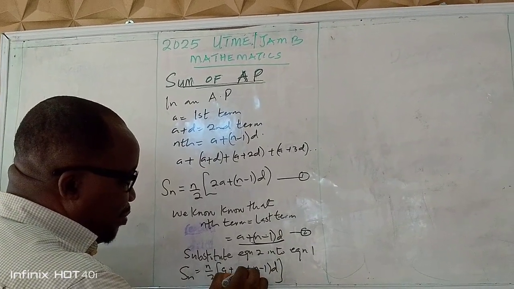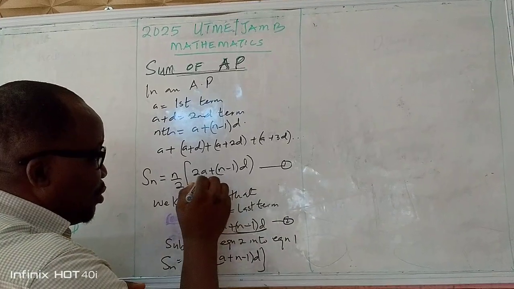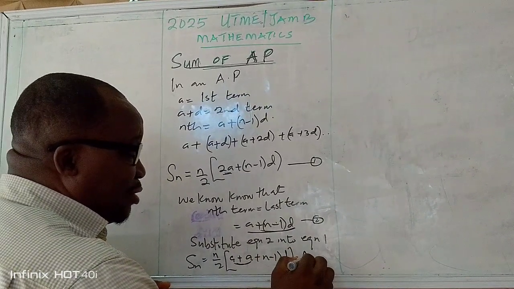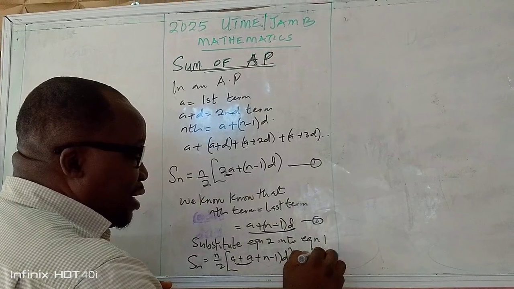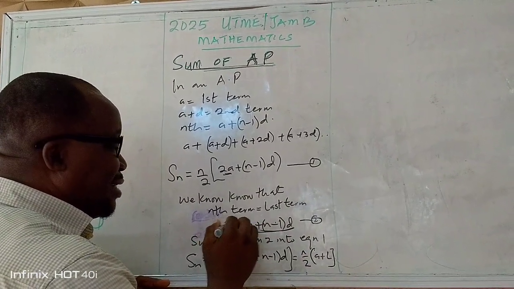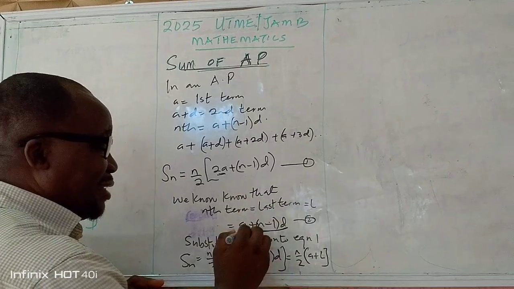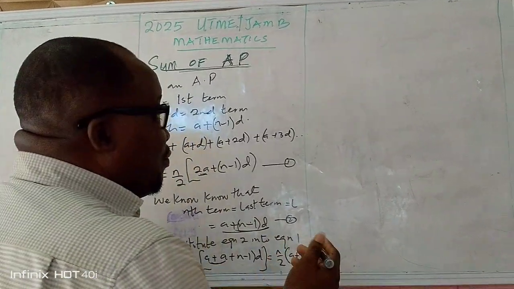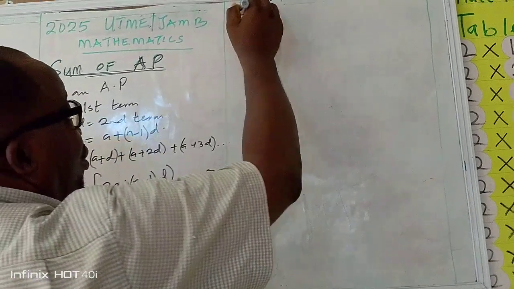Where this a plus a will give me 2a, which is here. So therefore, I can say that the sum of an AP can also be written as n over 2 into a plus the last term, where l is the last term, or the nth term. So we have two expressions now for the sum of an AP.